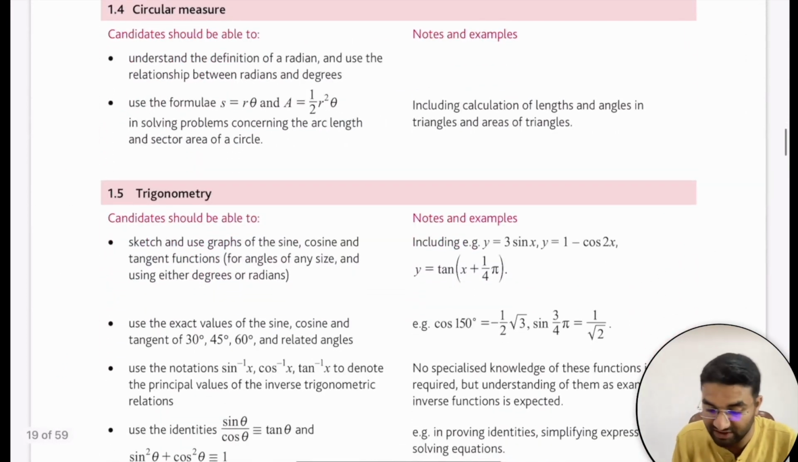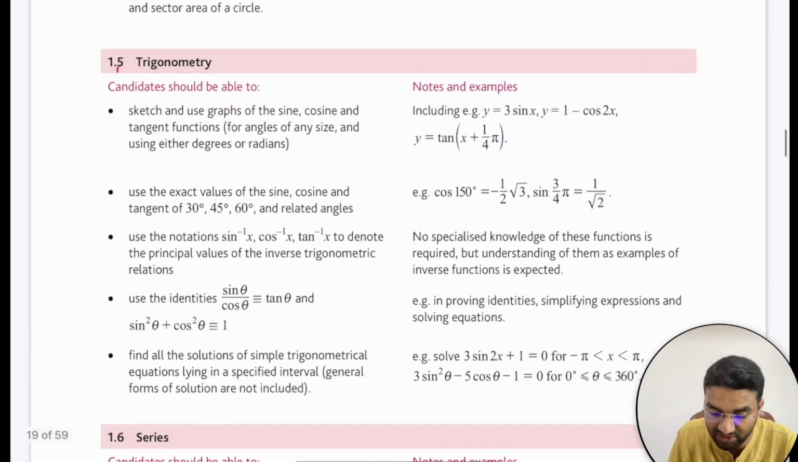Then fourthly, circular measure. In circular measure you have to use s = rθ, A = 1/2 r²θ. Then next, trigonometry. Trigonometric functions are there. Basic questions are there. You will get prove-that questions. You have to understand the identities, inverse relations.